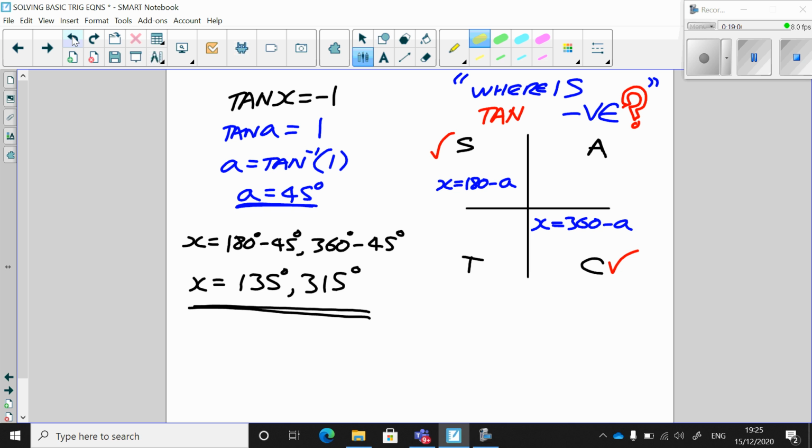And again, to check them, can you hit tan 135? And you should get the answer negative 1. And you could also hit tan 315. Put that in, tan 315, you should get negative 1. So that's just you double checking things.